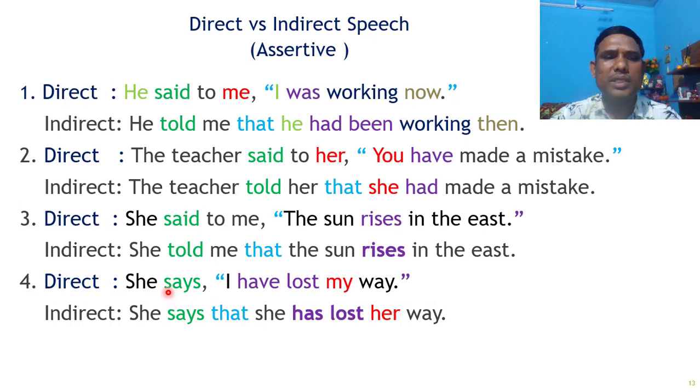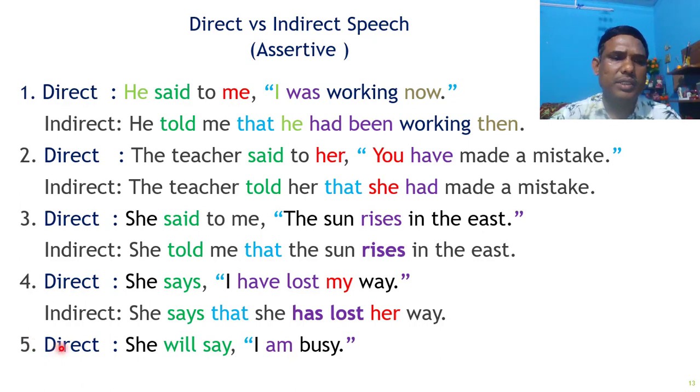The reporting verb says is in the present tense, so the tense in the direct speech has not been changed into the corresponding past tense in the indirect speech. That is, the tense in the direct speech has remained the same in the indirect speech. Have lost, present perfect tense; has lost, present perfect tense. The first person my follows the subject of the reporting verb she. Its possessive adjective is her, so my has been changed to her.